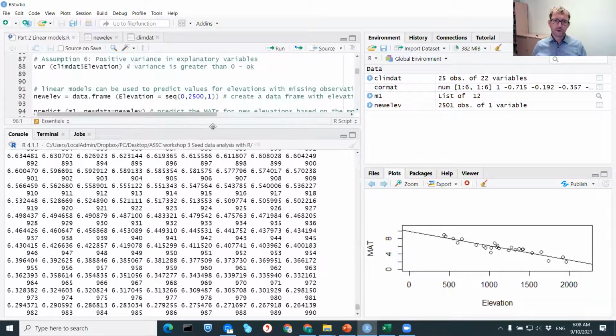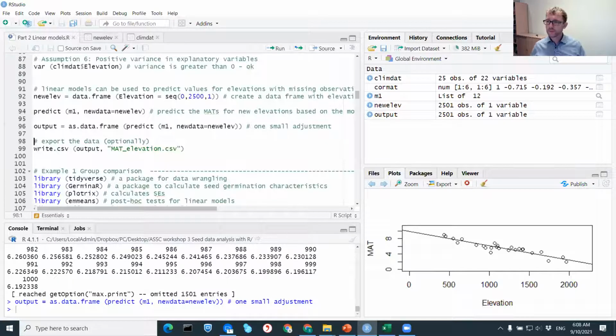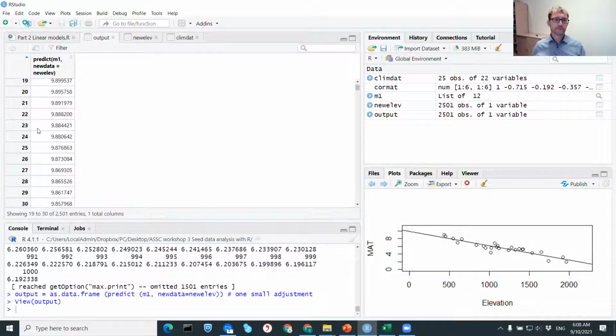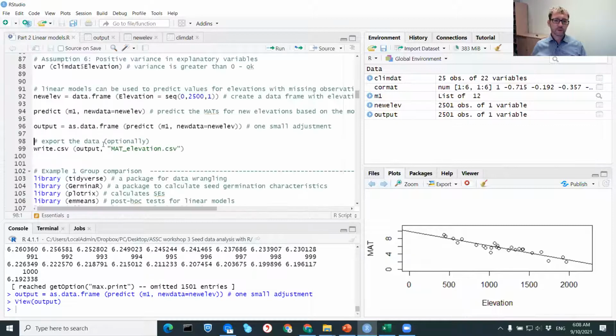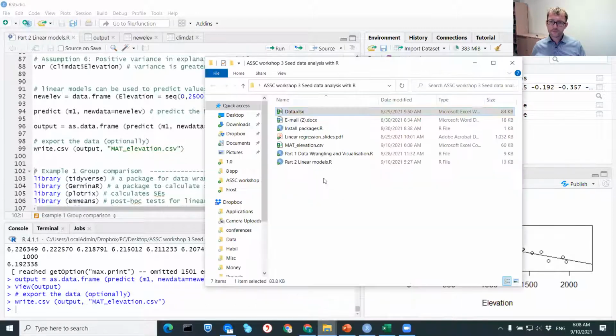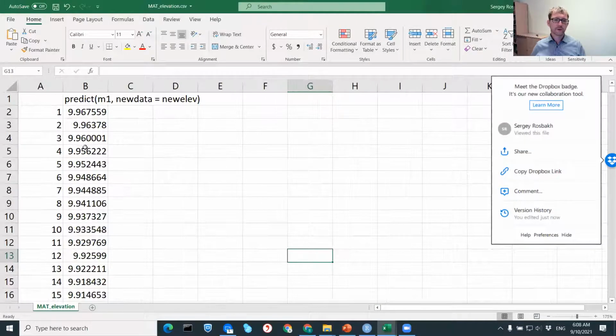Well, this is your output. You can also make it a bit handy. You can save it in a separate object. And these are mean annual temperatures for different elevations in my study system, right? Of course, I can save it now as a separate file. Here you go.